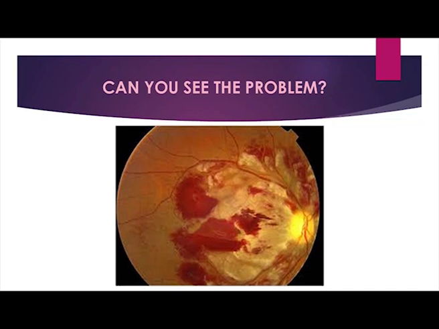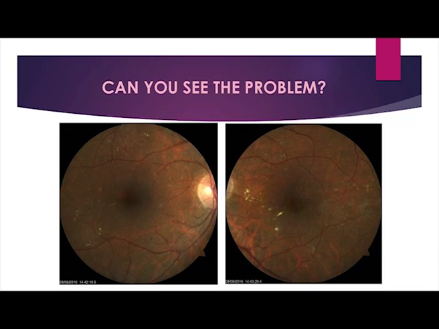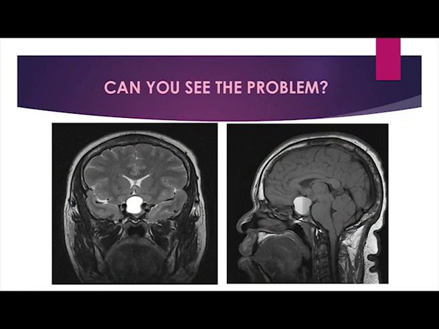So this is an IIH patient, an idiopathic intracranial hypertension patient, and hopefully you can see that both of those discs look swollen. And I think this is just a diabetic again with some exudate. And the very last one is a patient with a pituitary adenoma.